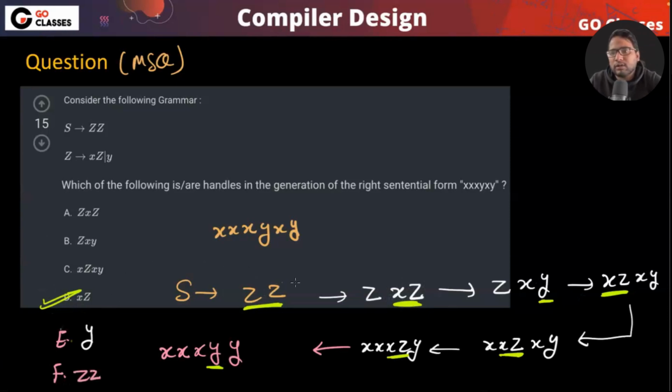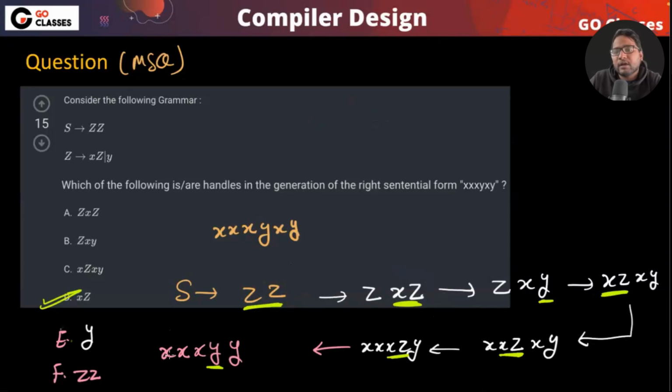So what are the handles? The number of handles here. If you just look at this S, it gives zz. If you just look at this particular right thing, then how many unique right things are there? I think it's zz, xz, and y, right? Three: zz, xz, and y. Okay, I think three unique things.